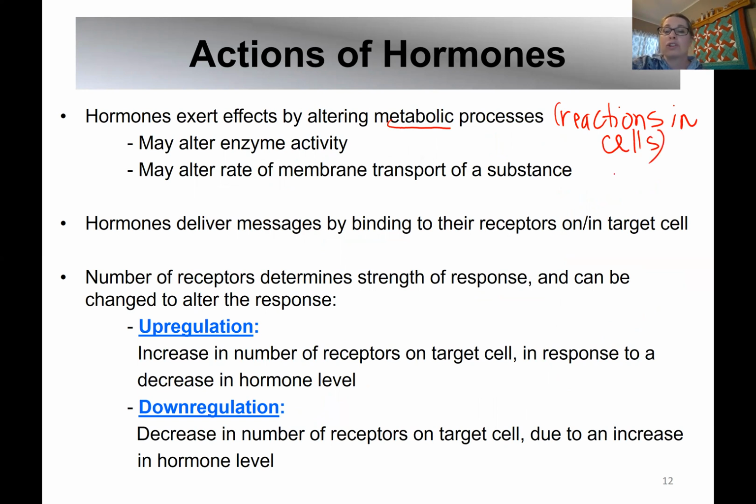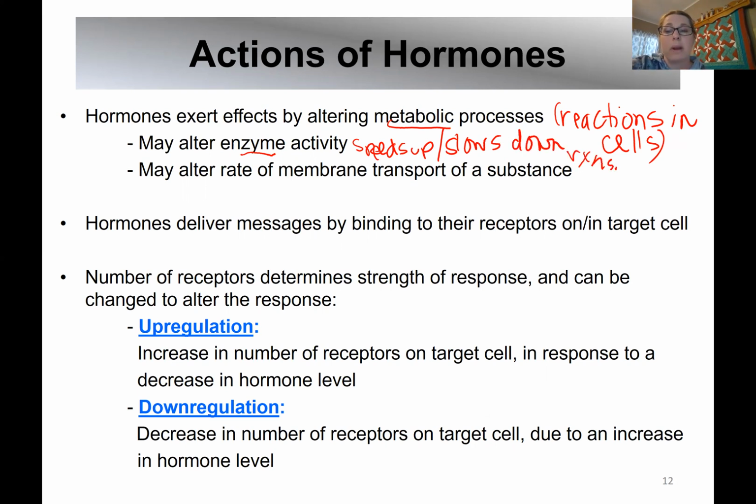Okay, so to change these chemical reactions that are going on in the body, hormones might alter the enzyme activity. Remember, enzymes speed up chemical reactions. So if you speed up enzyme activity, you'll speed up the reaction. If you slow down the enzyme, you could slow down that reaction. So hormones speed up or slow down these reactions.